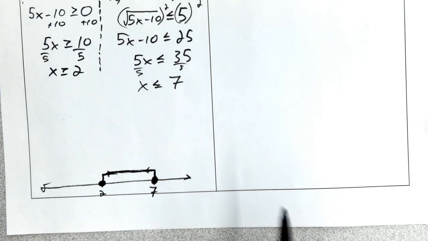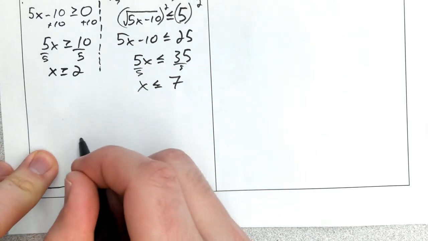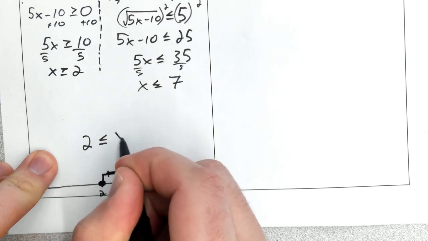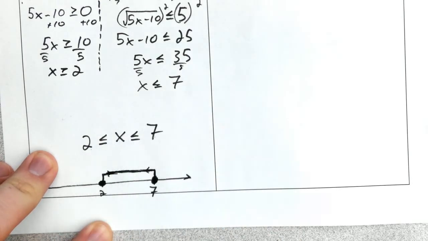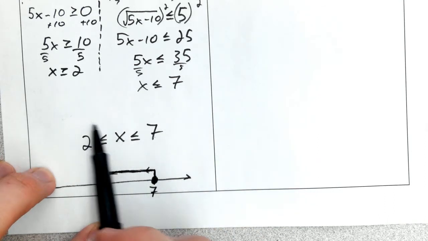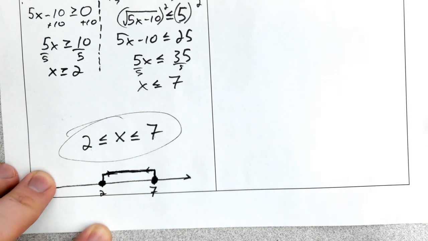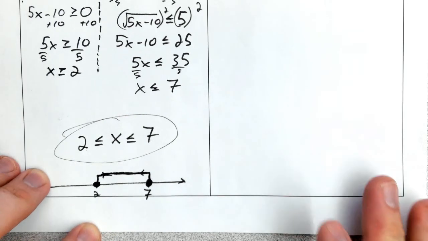The other thing that you can do is write this as an inequality. So this would be 2 less than or equal to x, which is less than or equal to 7. That just means between 2 and 7. So either one of these answers is fine. I kind of like the number line because it's visual. This is a little bit more concise, symbolic, okay?